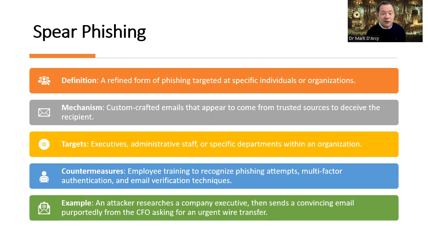Example: an attacker researches a company executive, then sends a convincing email, supposedly from the senior financial officer, asking for an urgent wire transfer, transfer of funds. If you get enough information, you sound plausible, you know the names in the company, well, you can get away with this. Many people do.